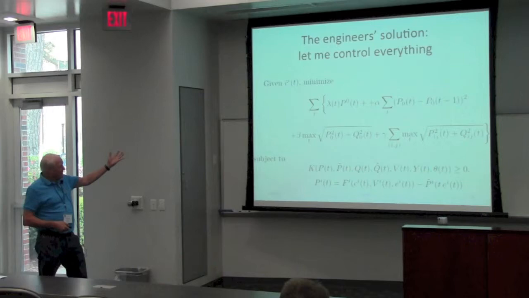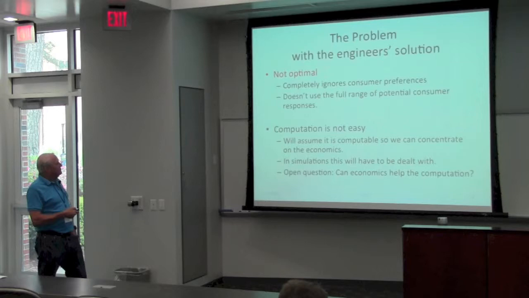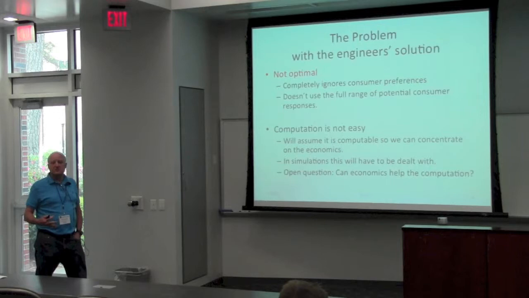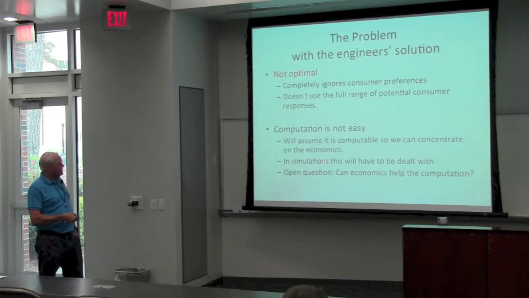Let's not worry too much about the math, I've tried to strip most of it out just to get through here. The problem is it's not optimal. It completely ignores the consumer's preferences. It doesn't really take advantage of the full range of possible consumer responses in terms of demand response. Computation is not easy, but for the rest of this talk, I'm going to assume stuff is computable so that we can concentrate on the economics of the situation. In the simulations, we had to deal with the computational issues, and I'll show you how that looks when we get there.